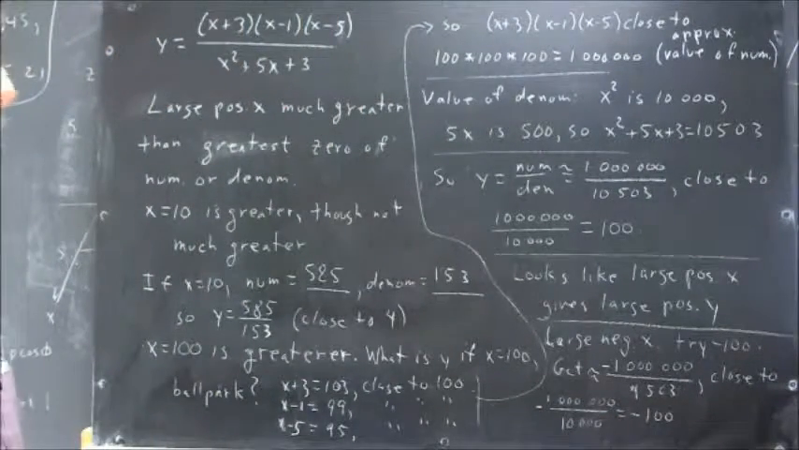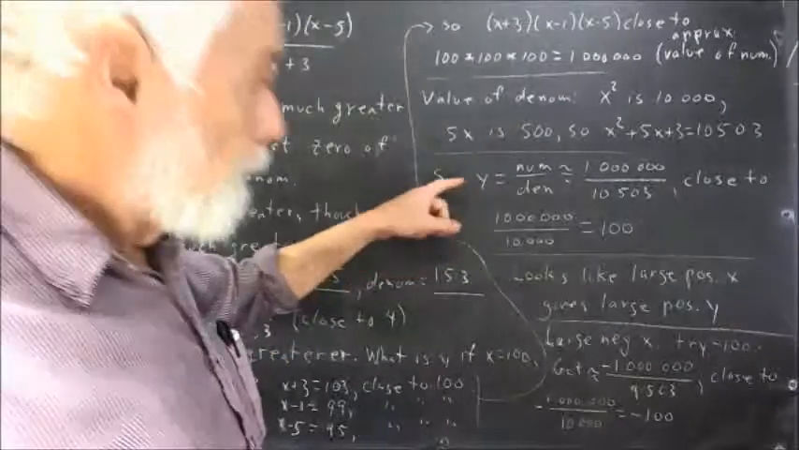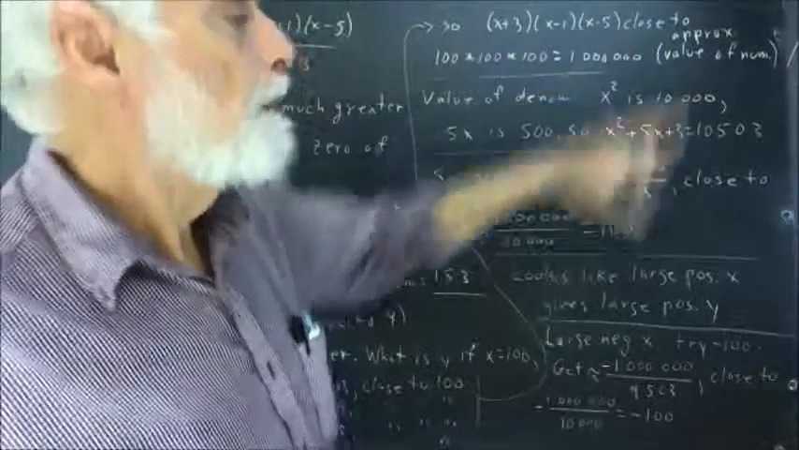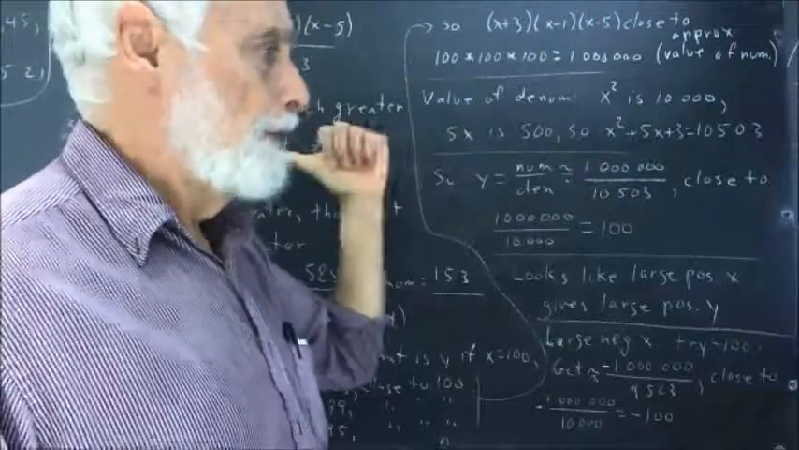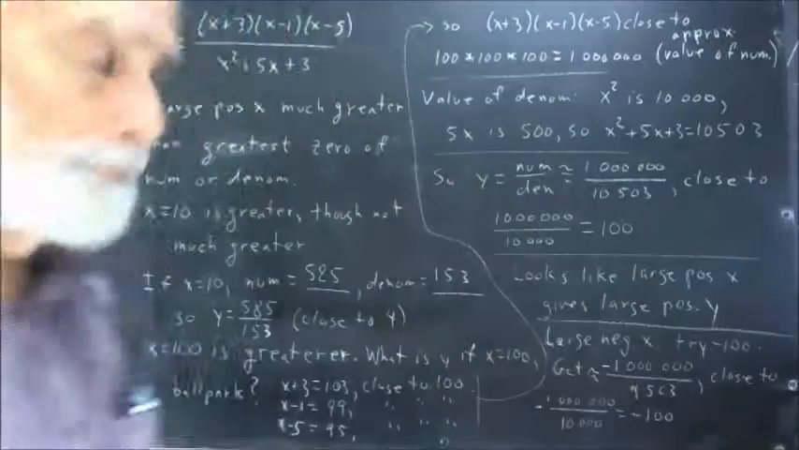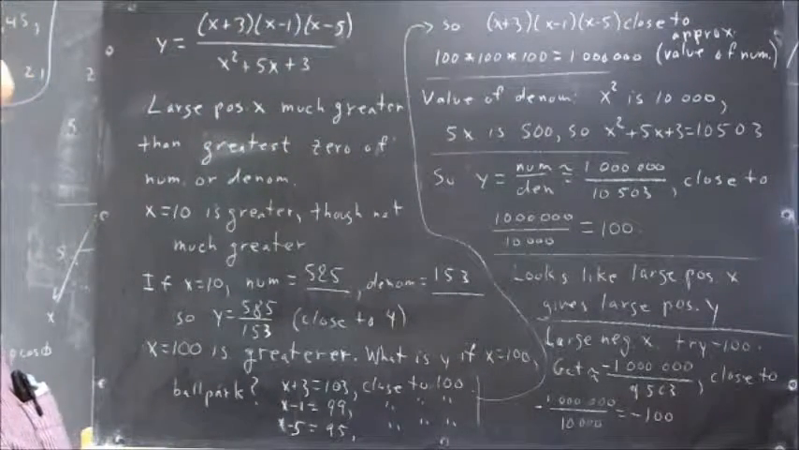So that gives us an idea of the end behavior. The end behavior being that for large positive x, we're going to get a large positive y. For large negative x, we're going to get a large negative y. That's going to help us construct this graph.